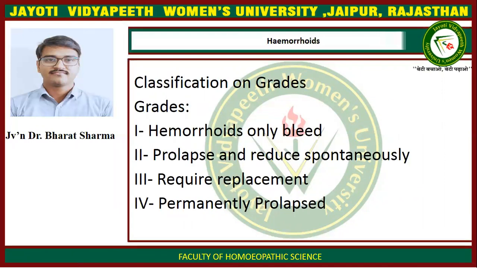Classification on grades. According to grade classification, there are four different grades of hemorrhoids. First is hemorrhoids that only bleed. When the hemorrhoids only bleed, it is known as first grade hemorrhoid. Second grade hemorrhoids prolapse and reduce spontaneously. The hemorrhoids prolapse during defecation, but again spontaneously they reduce. They are called second grade hemorrhoids.